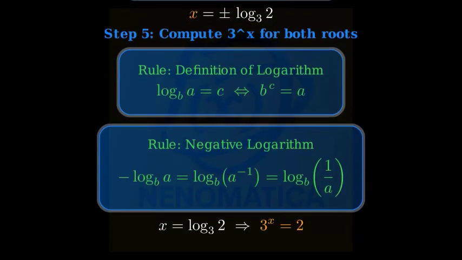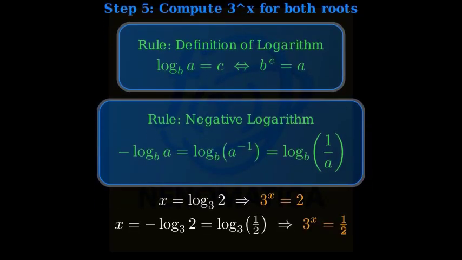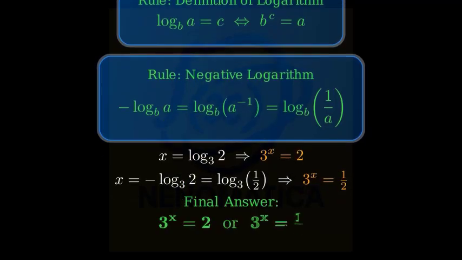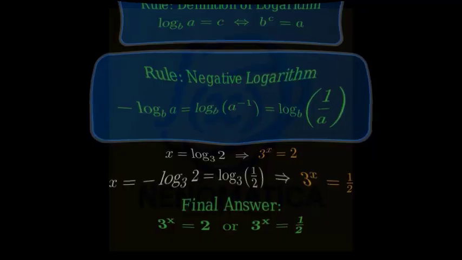Case 1. If x equals log base 3 of 2, then 3 to the x equals 2. Case 2. If x equals negative log base 3 of 2, that is log base 3 of 1/2, then 3 to the x equals 1/2. Therefore, the possible values of 3 to the x are 2 and 1/2.